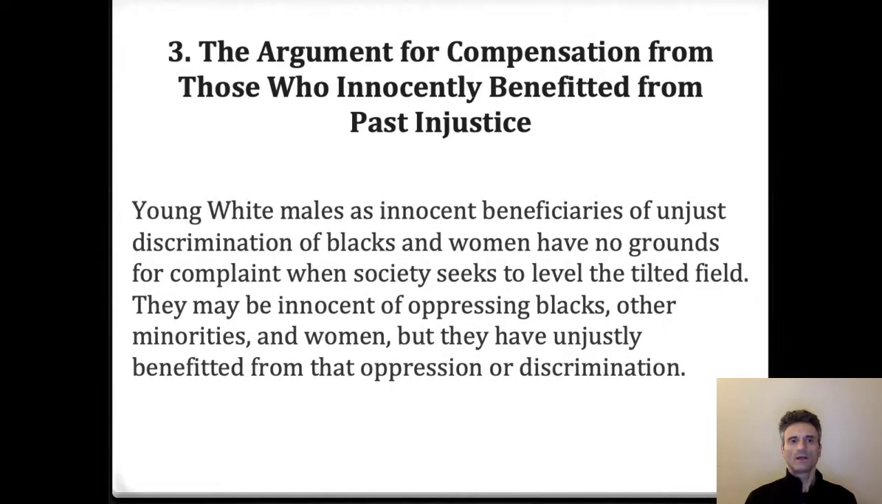Okay. The third argument is the argument for compensation from those innocently benefited from past injustice. Now, young white males are innocent beneficiaries of unjust discrimination of blacks and women and have no grounds for complaint. Okay, so this argument says, look, you're white, you're young, don't even start. Don't even complain because you had it all, right? You hear this a lot. Now, they may be innocent of oppressing blacks, okay? Like I said before, they have nothing to do with it.